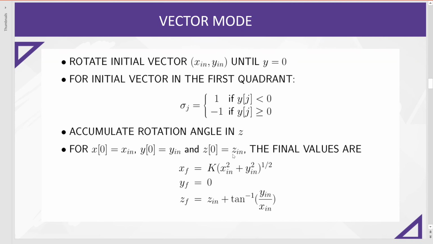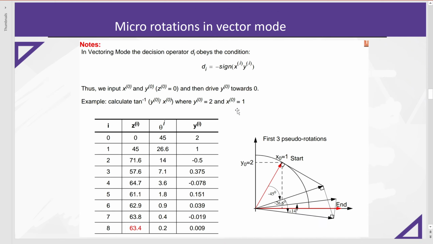In the vectoring mode, these are the values we will get after the computation. We are going to do the computations until we reach y equal to 0, that is the x-axis, and the sign of sigma will be decided by the sign of y. If y is less than 0, it will be taken as 1, otherwise it will be taken as -1.